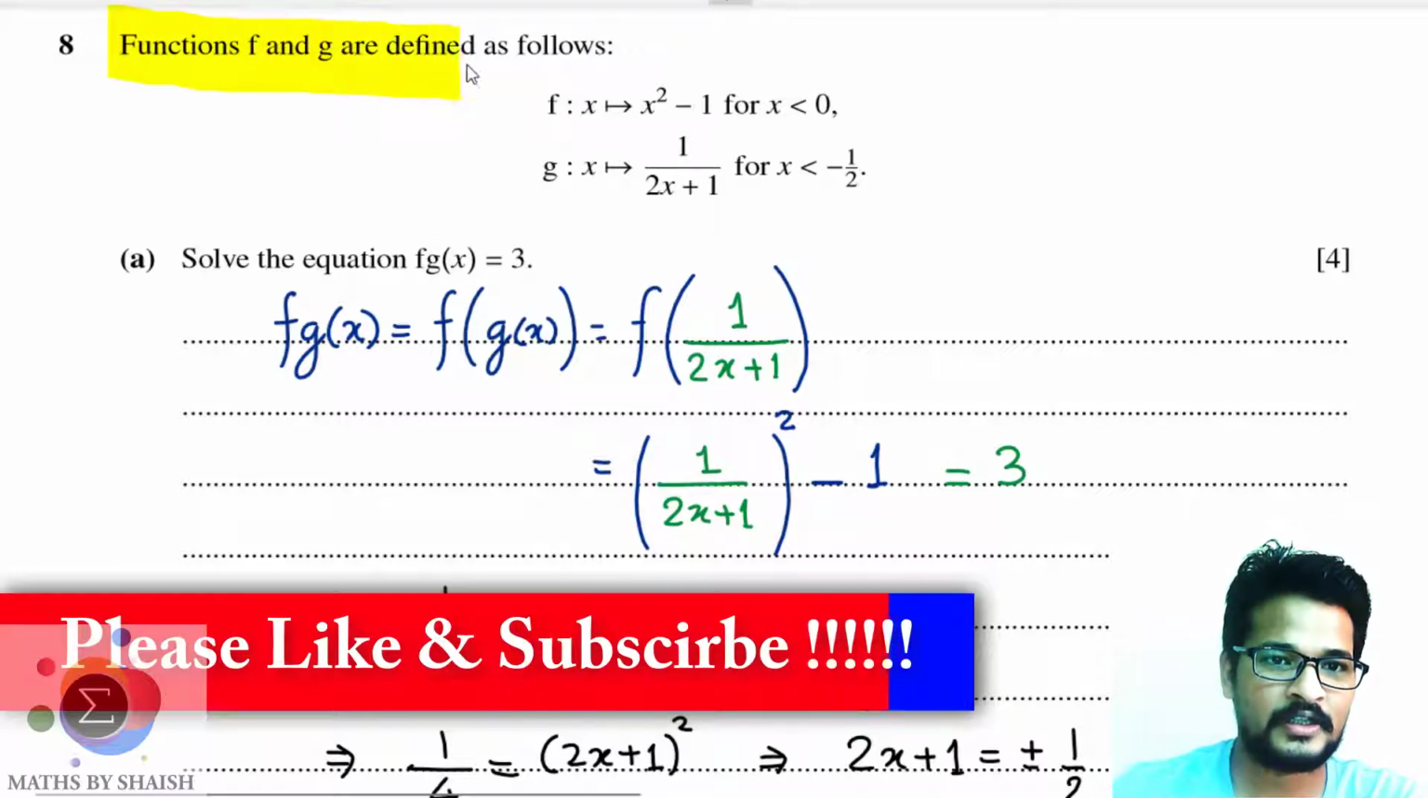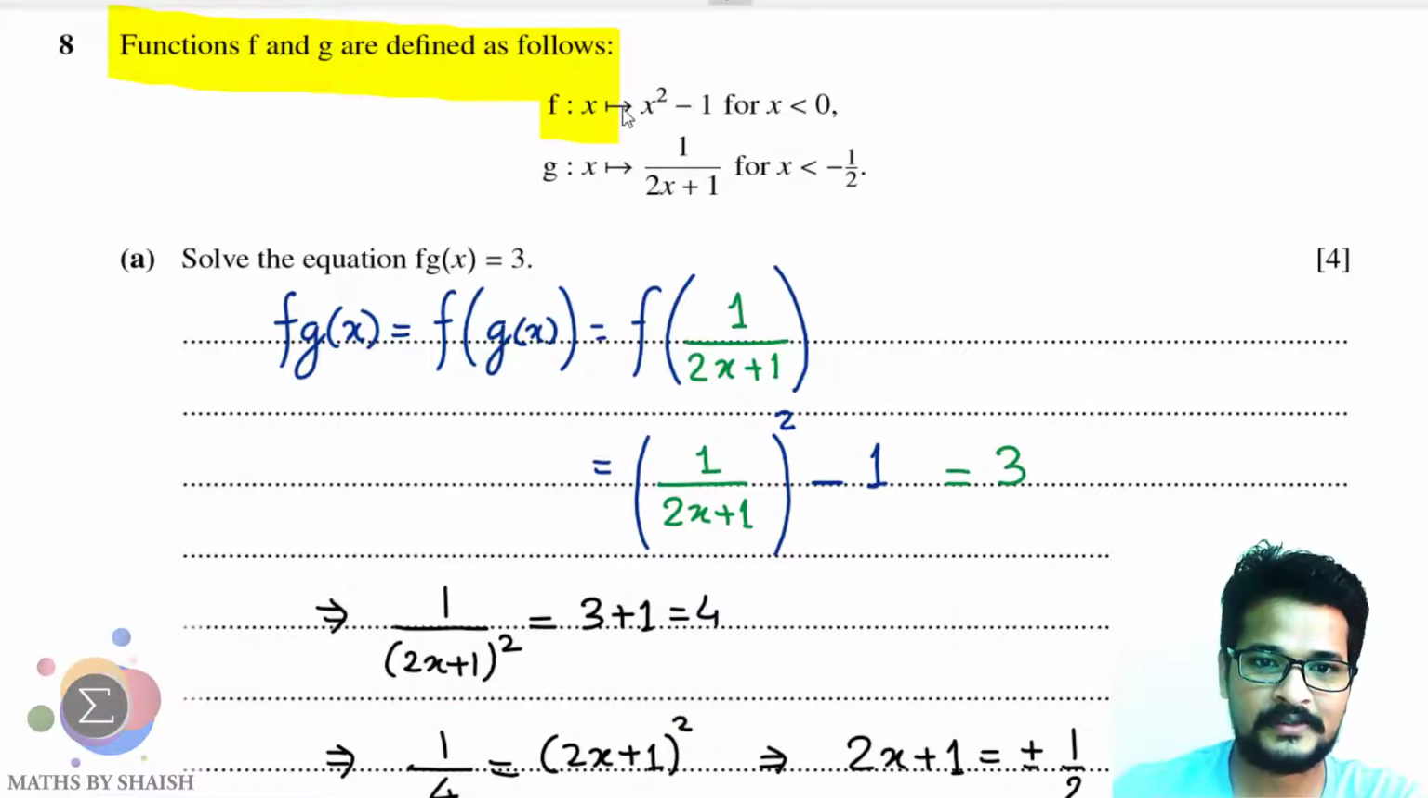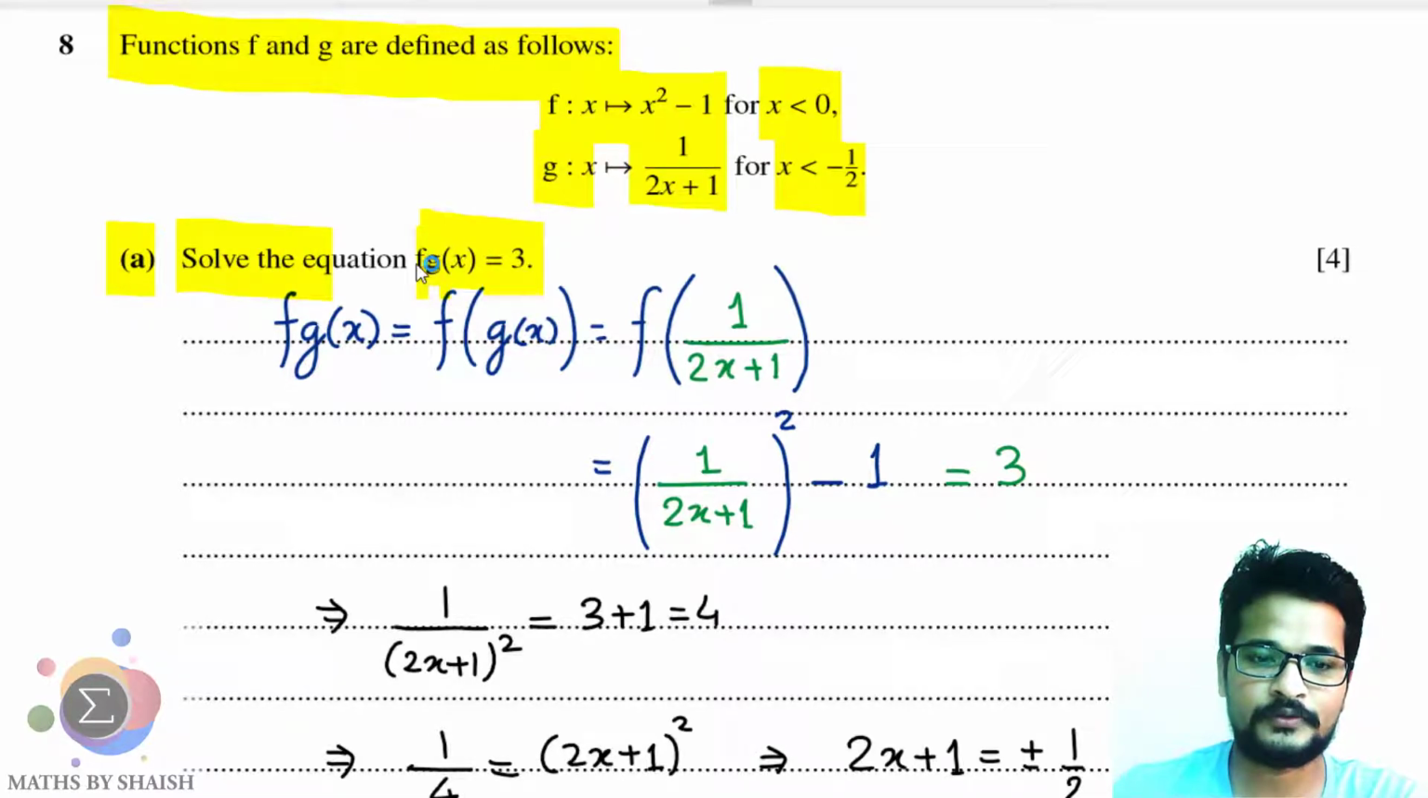Functions f and g are defined as follows. f(x) is given as x squared minus 1 for all x less than 0, and g(x) is defined as 1 over 2x plus 1 for x less than minus 1 by 2. So the first part is: solve the equation fg(x) equals 3. First of all we will find the composite function, then we will make it equal to 3, and then we will solve that.